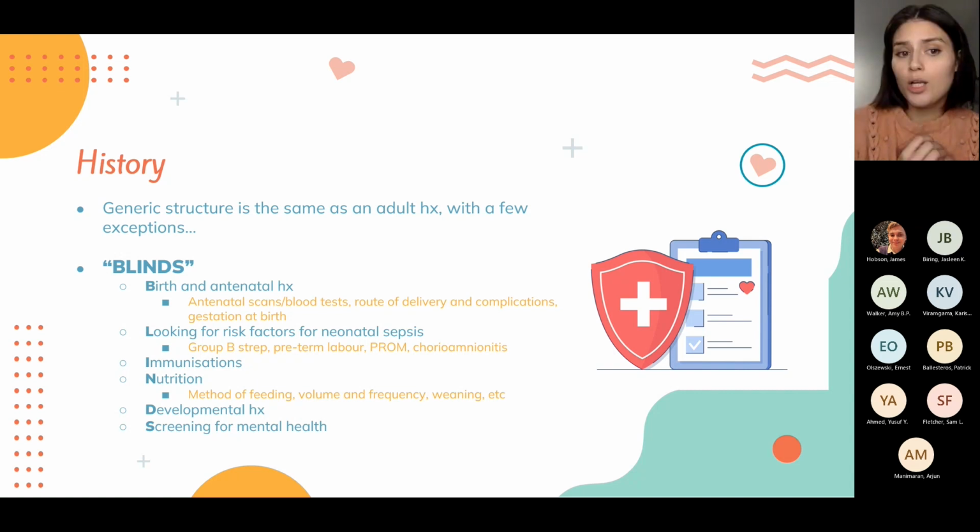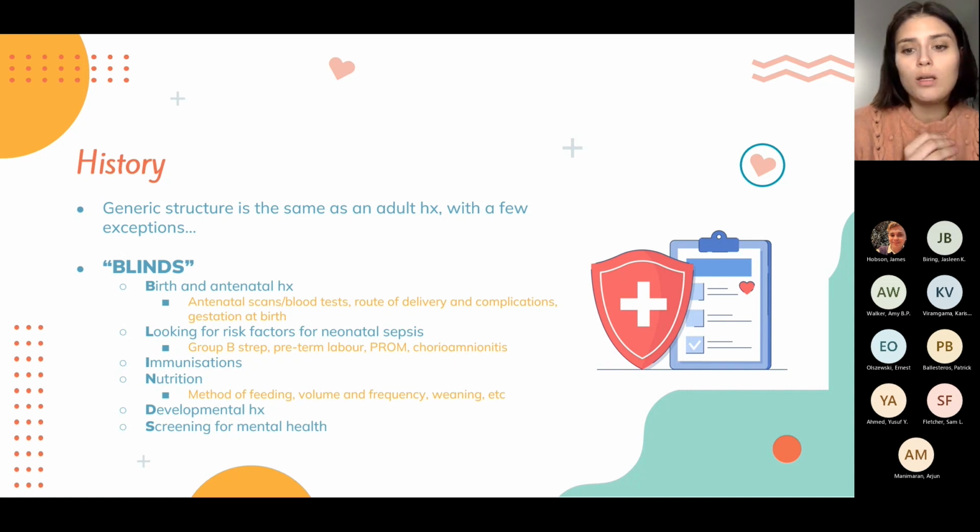The L is looking for risk factors for neonatal sepsis, so things like premature rupture of membranes, if the mum was diagnosed with chorioamnionitis, so infection of the amniotic sac, group B strep infection in the mum, and also any preterm labour, so anything before 37 weeks gestation. I is immunisation, so you want to always get an immunisation history, even up to when you're seeing the 16, 17-year-olds. You want to make sure that they've had all their immunisations up to that point, and if not, what they're missing.